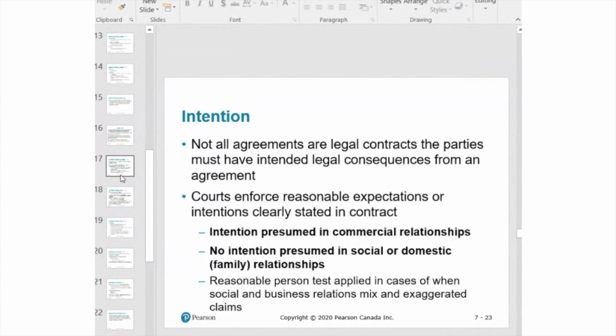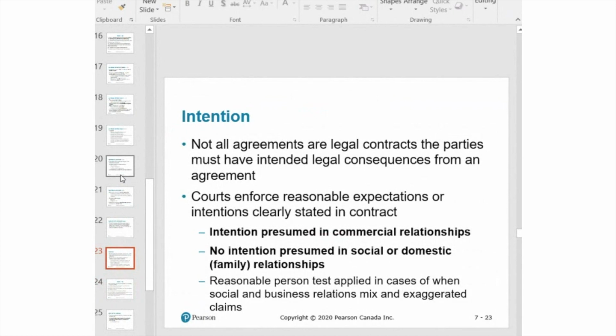So here, the key message for intention is related to social or domestic relationships. If a lawyer sells a car to their client, again, there's a presumption of no intention. However, the presumption here is not absolute. The presumption here may be rebutted. The person entering into the agreement may show proof that there was actually intention.